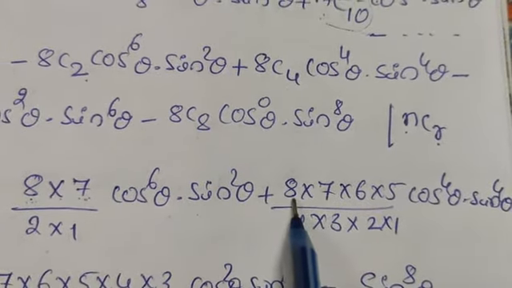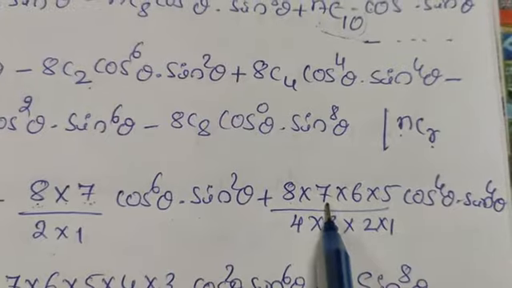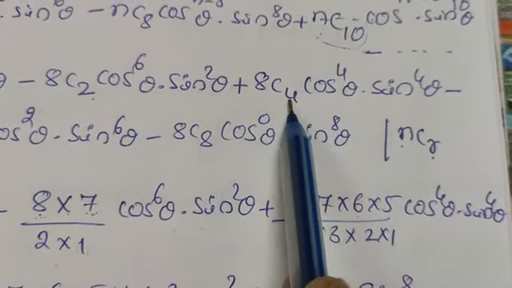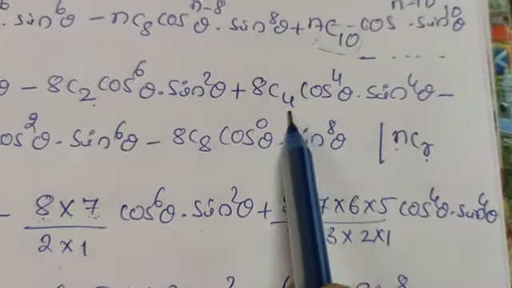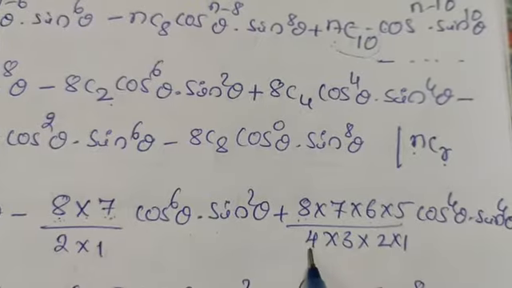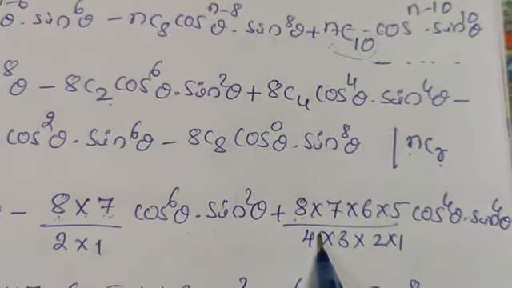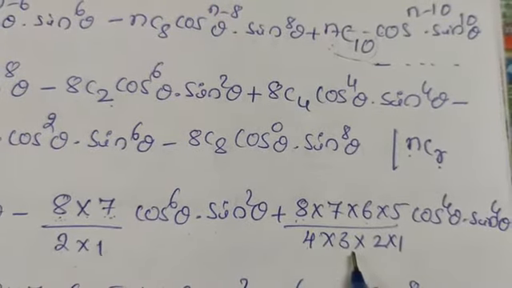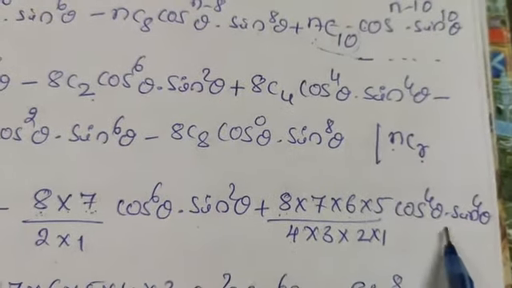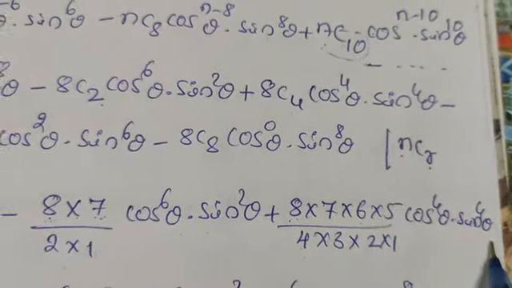8c4 is 8, then 7, then 6 into 5. You have to write only these 4 terms. This 8c4 means you have to write only 4 terms starting from 8, divided by this 4 factorial. We know 4 factorial is 4 into 3 into 2 into 1, into this cos raised to 4 theta into sin raised to 4 theta as it is.